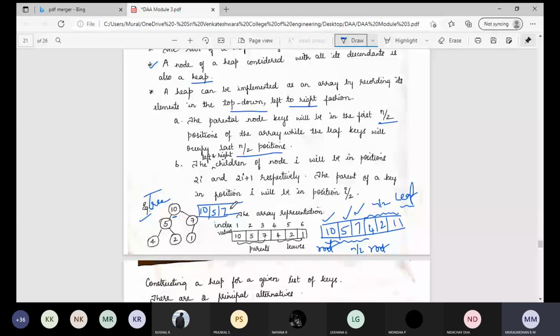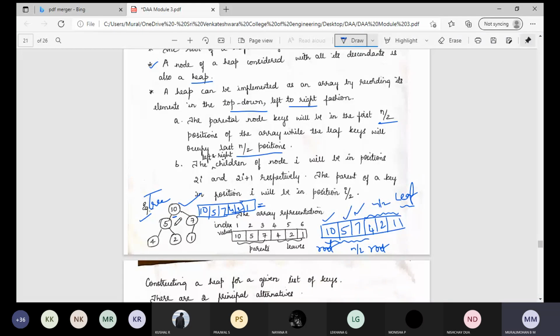Next we will go for 5. What are the child nodes we are having for 5? 4 and 2. So next we are having 7. What are the child nodes we are having for 7? 1. Right? So this is the array representation of this particular tree.